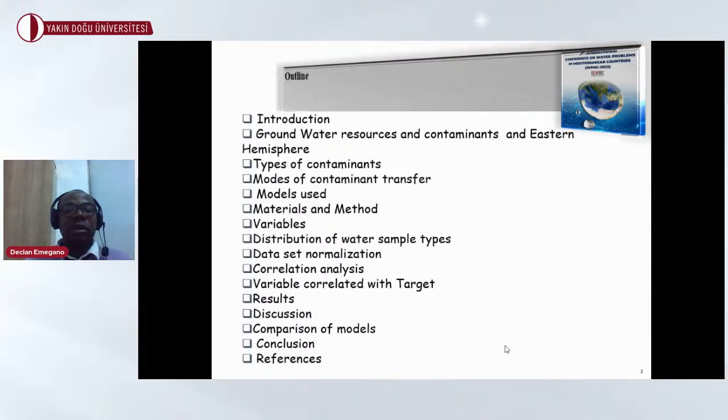We'll talk about the introduction, what groundwater resources are and the contaminants, especially in the Eastern Hemisphere, the types of contaminants, and modes of contaminant transfer. We talk about the data, we simulate the data, we talk about the results and compare the models, and we conclude the study.